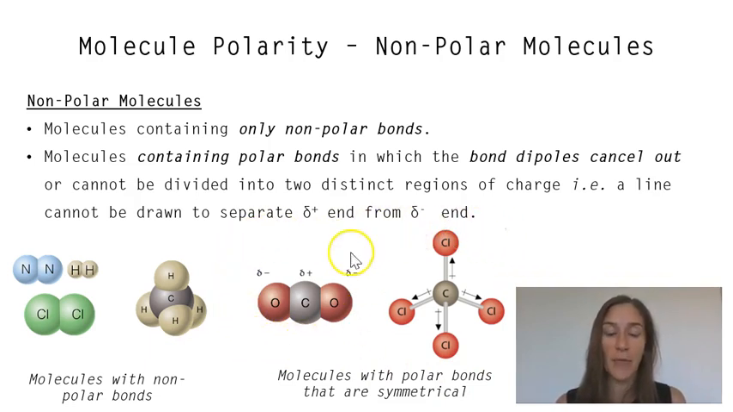The first, carbon dioxide, you cannot draw a line to separate out the partial negative charges from the partial positive charge. Over here, with carbon tetrachloride, you can see that the bond dipoles would cancel each other out as they are evenly spaced around the carbon atom.